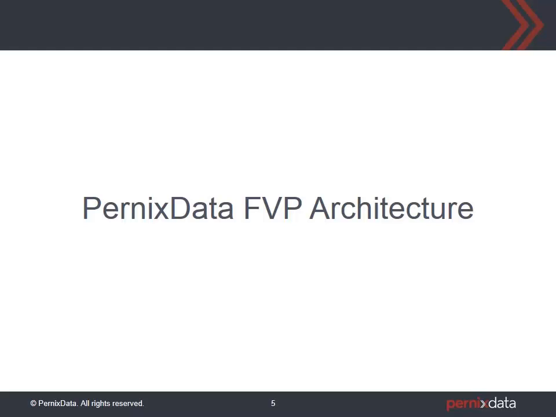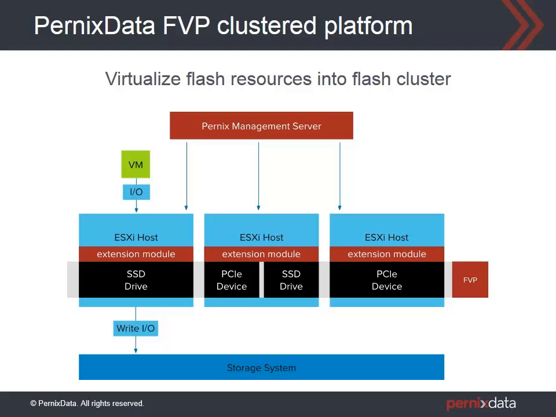So let's take a closer look at the FVP architecture. In the FVP architecture, there are two main elements. The first element is the Pernix management server, the Pernix MS. That is primarily used to feed the UI in the vSphere client. It allows you to create flash clusters, and it allows you to look at the performance data and look at the usage of your FVP cluster. The Pernix MS server is not a part of the data path, so it's not a critical component.